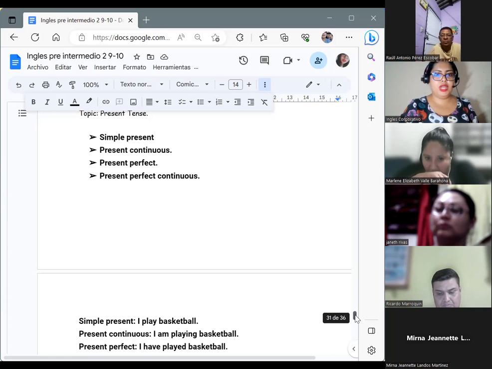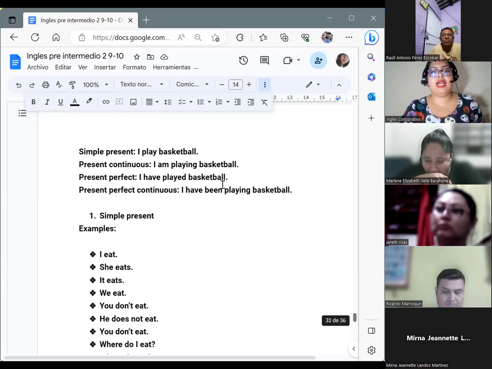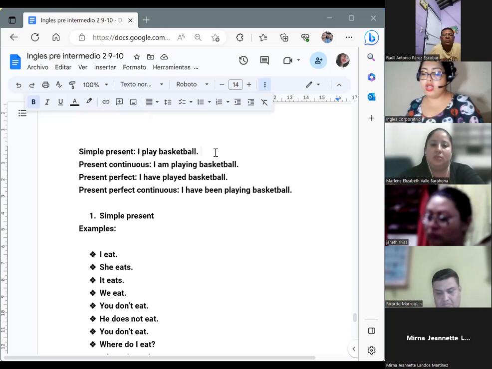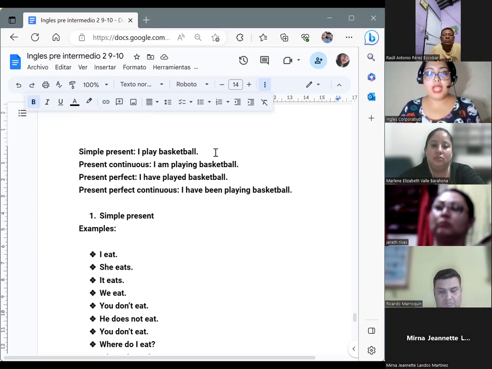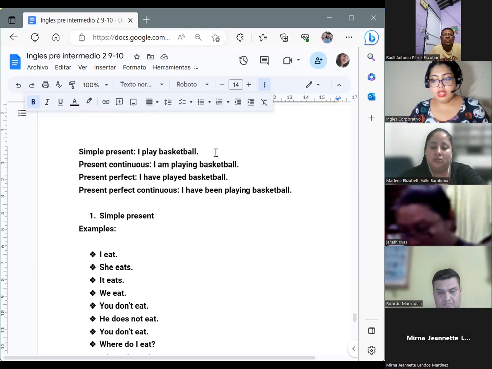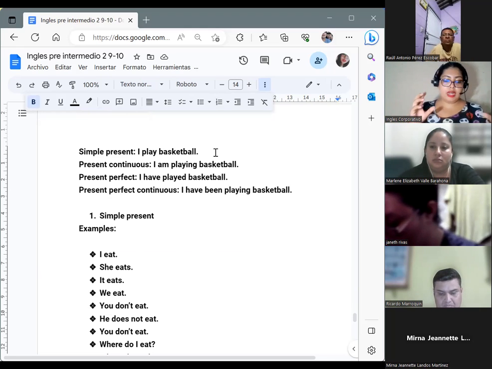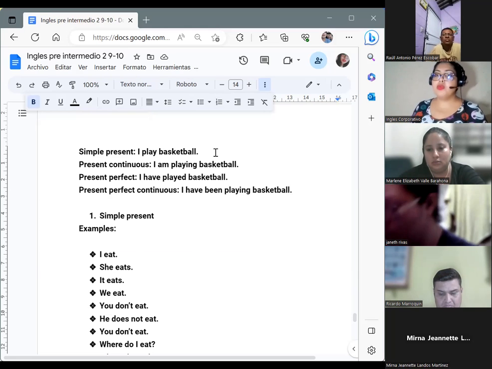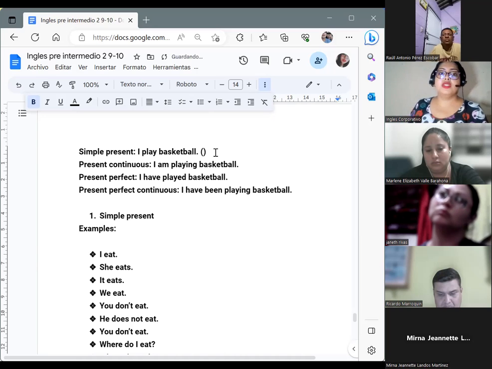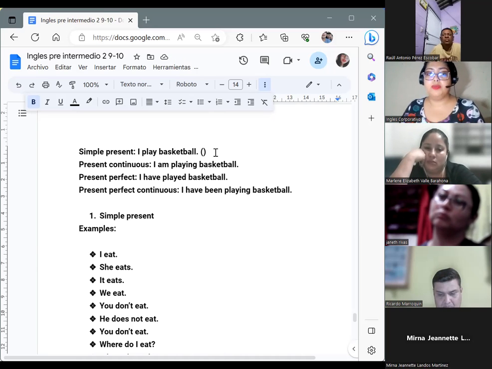Let me see if we have these ones. Aquí. Aquí tenemos nuestras oraciones que son las que ya vimos con el tiempo presente. Ahora, ¿qué vamos a hacer para ver las diferencias entre el presente y el pasado? Well, I'm going to write the same structure here. So, in present, I have, I play basketball.